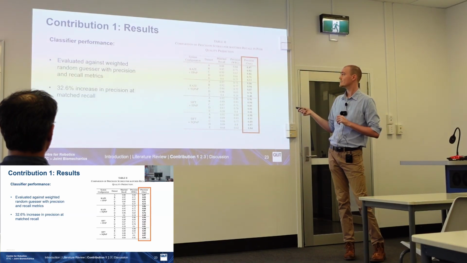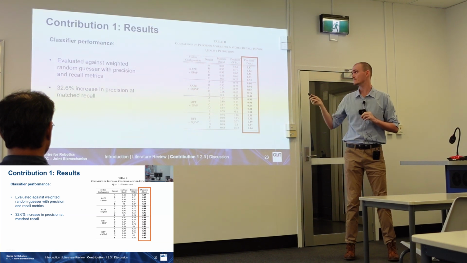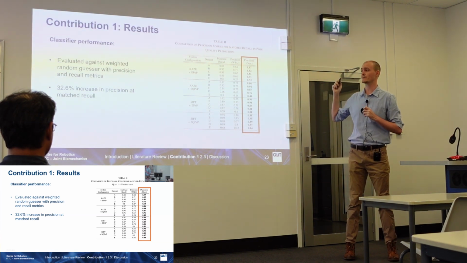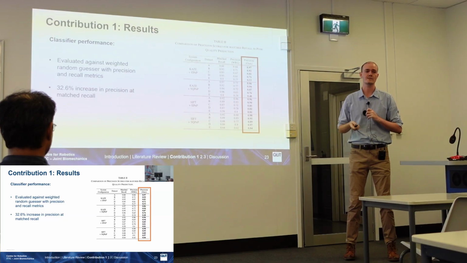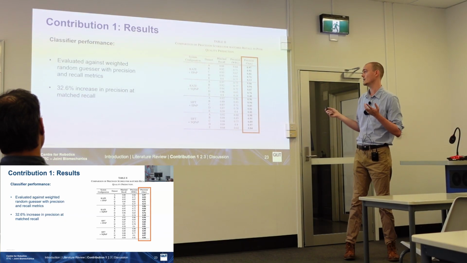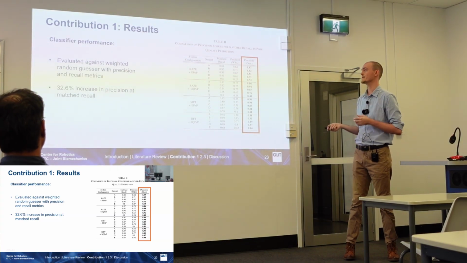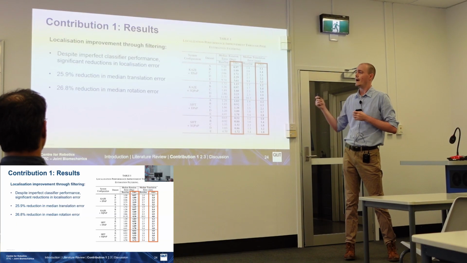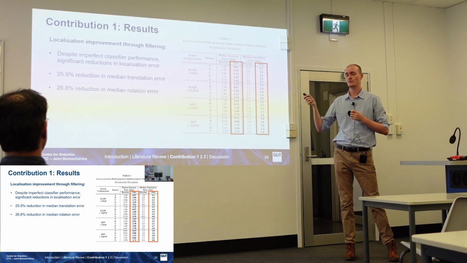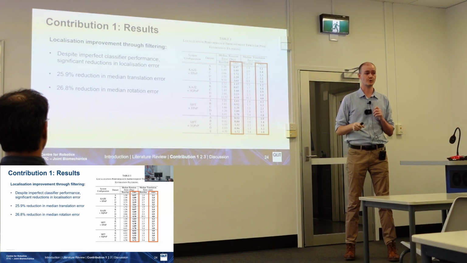In these experiments, using precision at matched recall, we see that our classifier achieves a mean increase in precision of 32%. So it's a significant improvement in precision over a random chance, but there is still a gap between our performance and perfect performance. Our next set of experiments evaluate using our classification approach to improve performance through filtering.